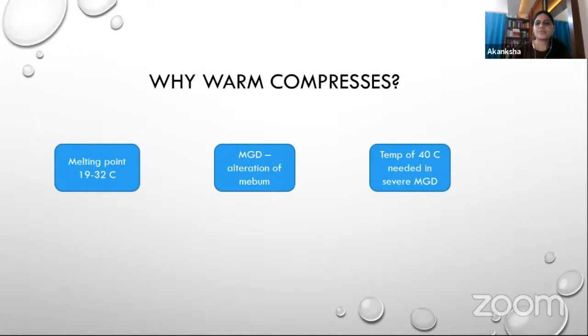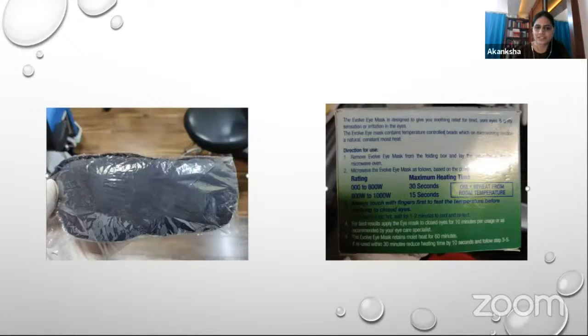Now, why are we talking about electronic heating devices, or why do we recommend warm compresses to these patients? Like I said, normally the melting point of this meibum is 19 to 32, and your normal lid temperature remains at around 33 to 37. So this remains in the liquid state. But because the disease in itself and the ceramide metabolites that we talked about initially cause alteration in the melting point, a higher temperature is needed for the secretions to melt. And that is why we are trying to give warm compresses or have a heating device.